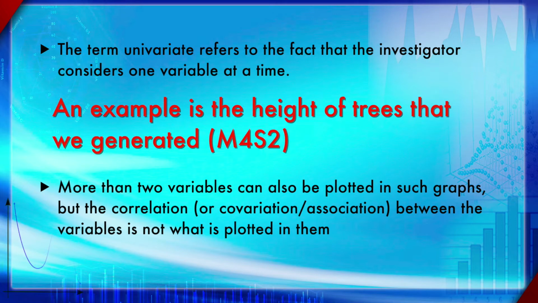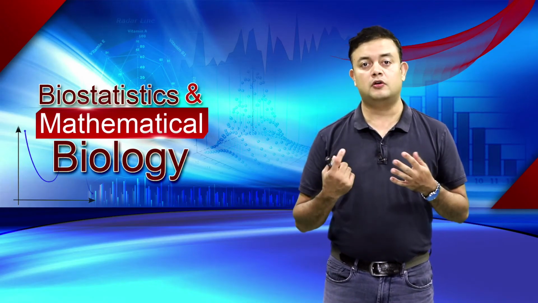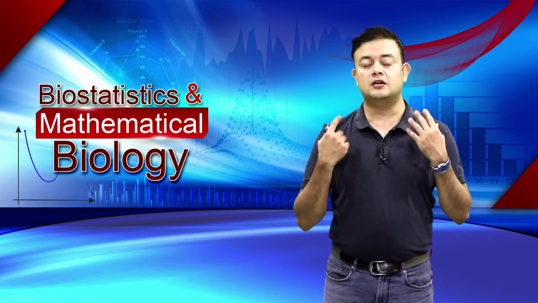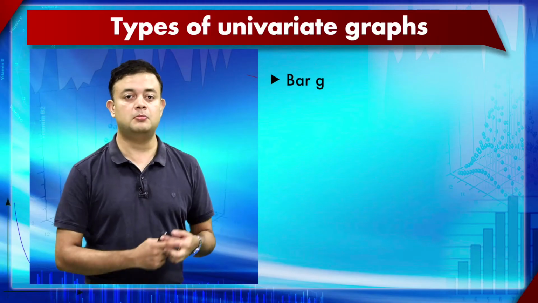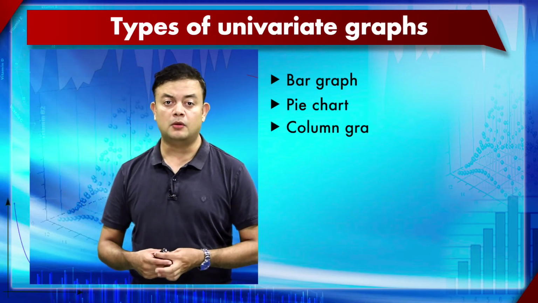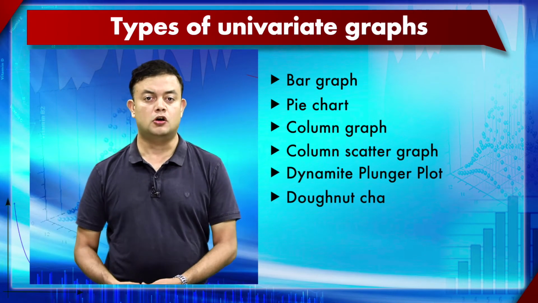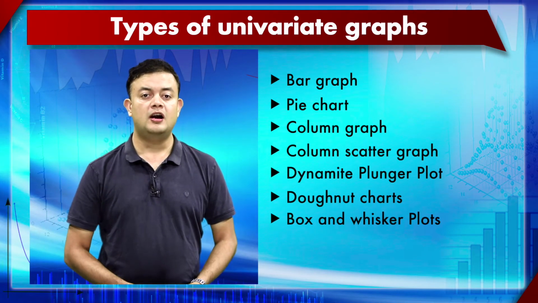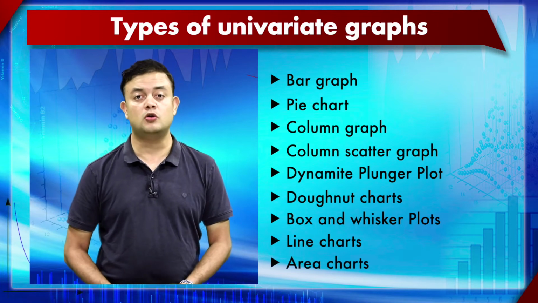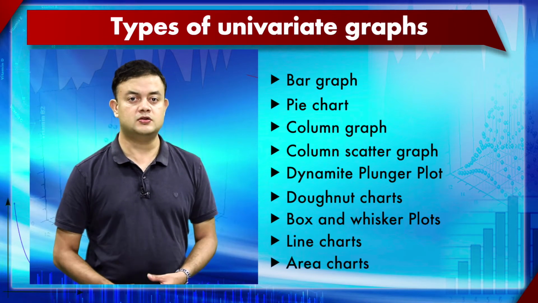The other kind of graph is a correlation or an association graph. That will be covered in the next section, but this section is more about simple univariate graphs. There are several types of univariate graphs. When I say the term graph or chart or plot, probably what comes to your mind is all univariate: for example, a bar graph, a pie graph, column scatter graph, dynamite plunger plot, doughnut chart, box-and-whisker plot, line chart, area chart, and so on. So, there are several kinds of graphs.